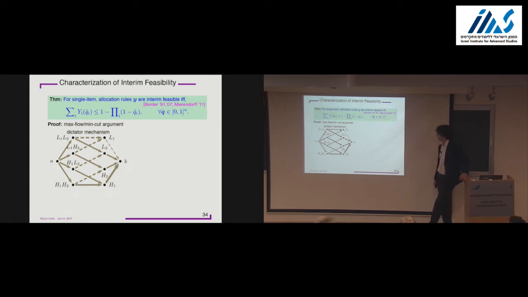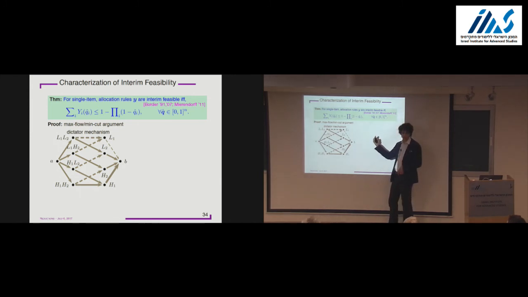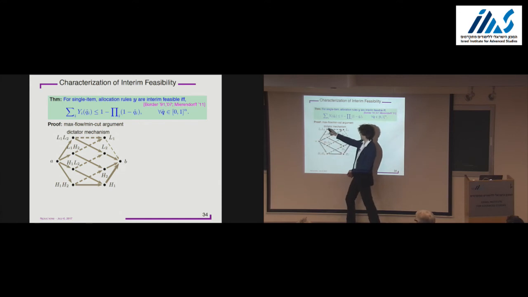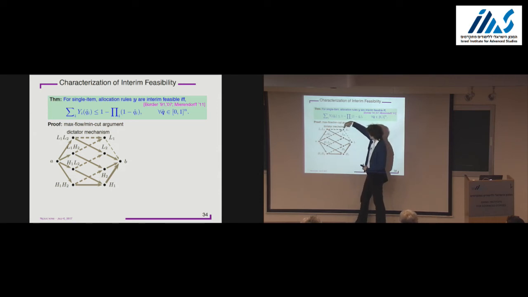I want to show you the picture that proves this. So it's convenient to write what's happening in this, and I'm going to do this for the examples we saw before, with the dictator mechanism and the double dictator mechanism, where the dictator mechanism was feasible and the double dictator was not feasible. So what I'm going to do is set up a network flow problem in order to visualize this. In my network flow problem, I have probability going to every realizable type profile. Those are all 1/4. That realizable type profile shows up and can allocate one item. So that 1/4 probability can go to either L1 or L2.